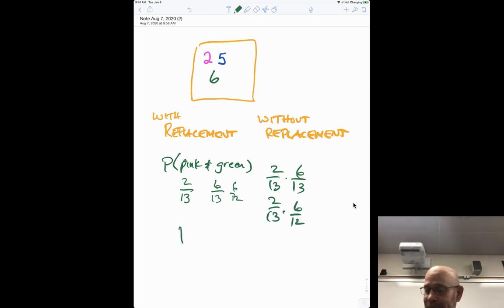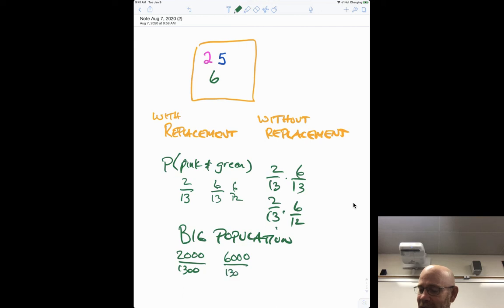In general, if you have a really, really big population, so let's say you had 10,000 marbles in there with the same ratio, 13,000 total, or 2,000, 5,000, 6,000, whether you replace or not, it's not going to make a difference. Think about it: if you had 2,000 out of 13,000, and there's still 6,000 green ones, it's either out of 13,000 or 12,999. You can see it's not going to make a big difference. So a lot of times we just ignore that idea if we have big populations, which is what most of the stuff we're going to do in this class is.